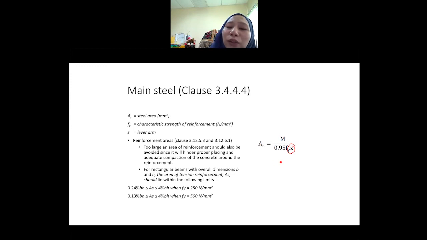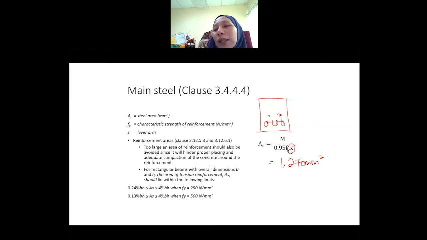So, for example, I put 1270 mm². This is an example only. You have calculated, and you get something like this. Okay. Another thing that you should take note of here, it also mentioned that you must allow some space between bars. This space, you must allow some space.